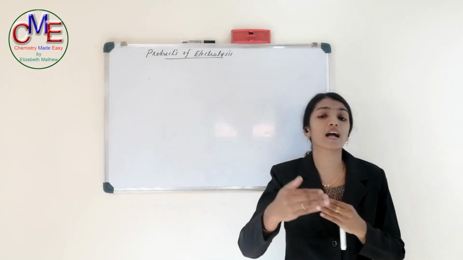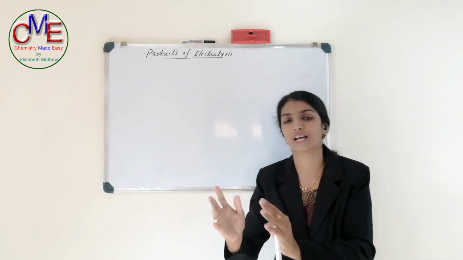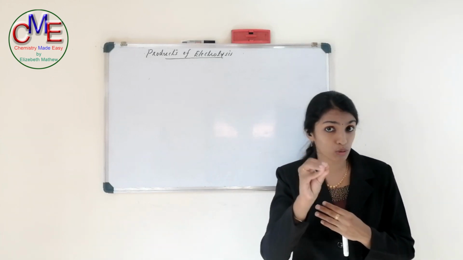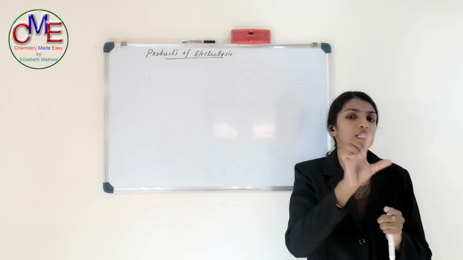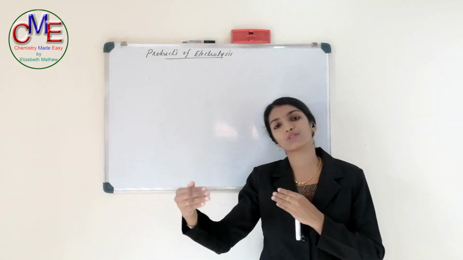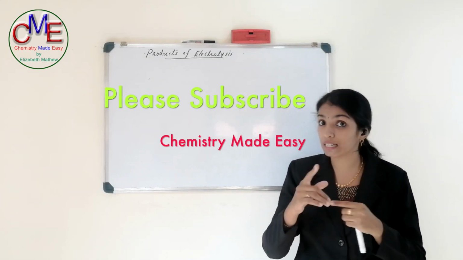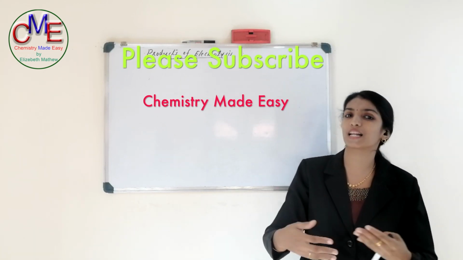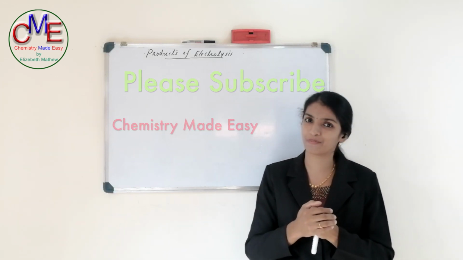But the sign convention is somewhat different for an electrochemical cell and an electrolytic cell. In an electrolytic cell, we are using a battery, right? So we can easily say that the electrode which is connected to the positive terminal of the battery is the anode, and the electrode which is connected to the negative terminal of the battery is the cathode. But in the case of an electrochemical cell, we have no battery. An electrochemical cell is used to produce electrical energy from chemical reaction. Here we have no battery.